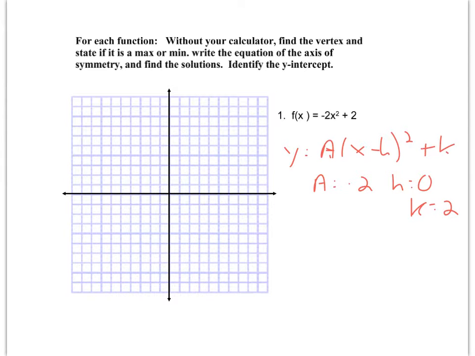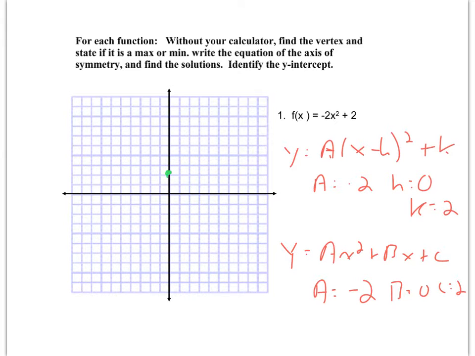If this were in general form, or standard form, y equals ax squared plus bx plus c, my a would equal negative 2 still. My b would equal 0, and my c would equal positive 2. So if we were to find the vertex of this in HK form, I can see now, let me get my pointer, my h is 0 and my k is 2, so I have a vertex at 0, 2, which is right here.